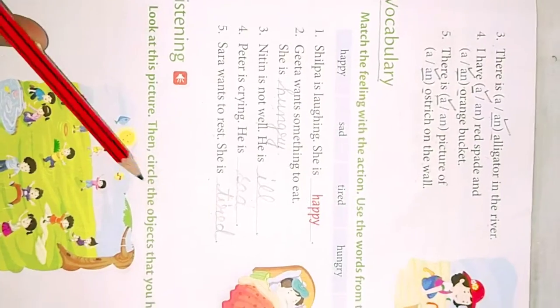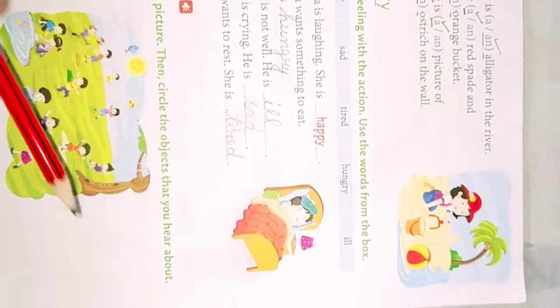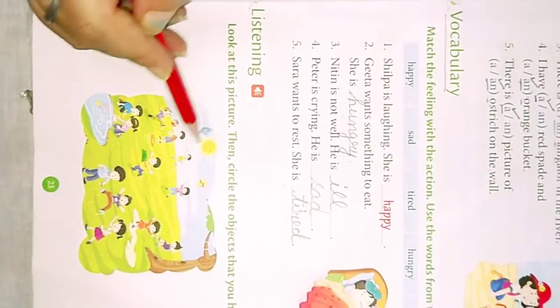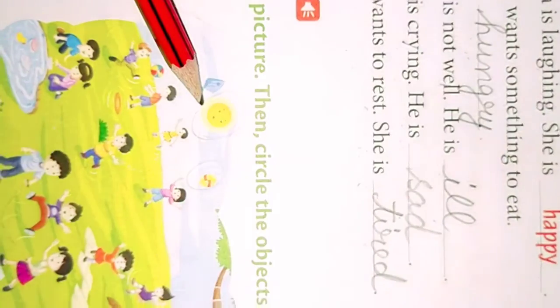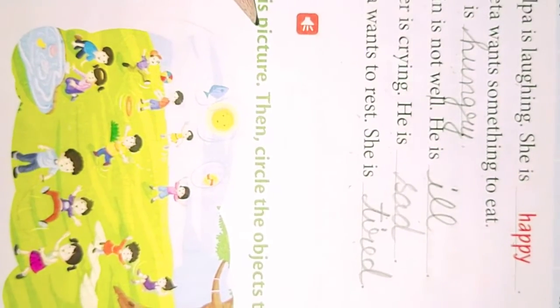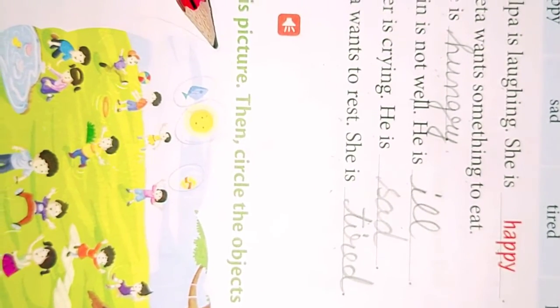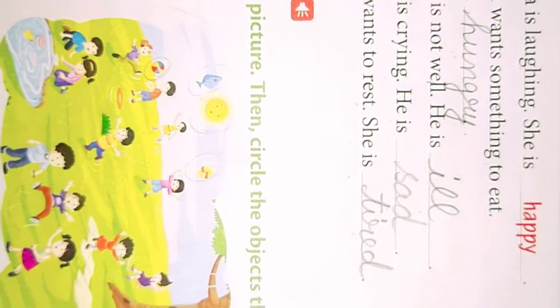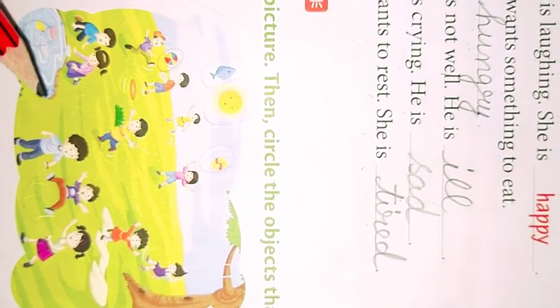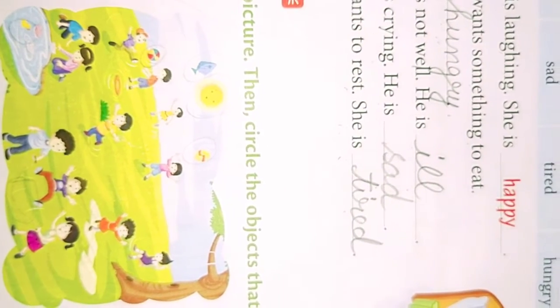Now look at the picture, then circle the objects that you hear about. Sun, kite, ball, fish, rope. You do the skipping with rope. Okay, now turn the page.